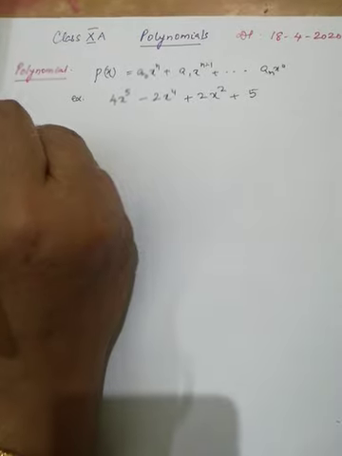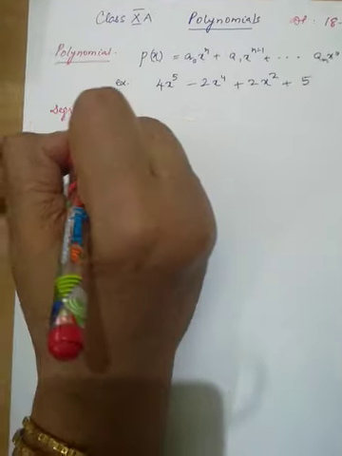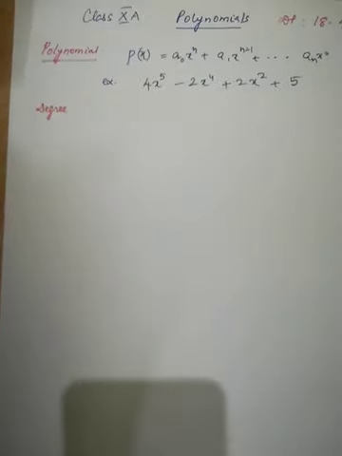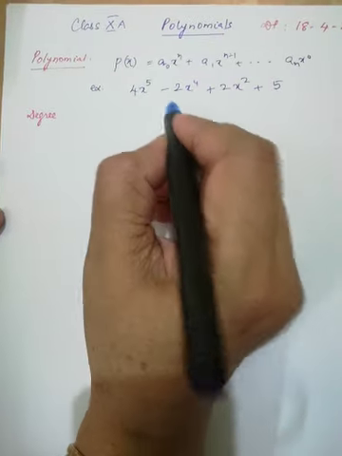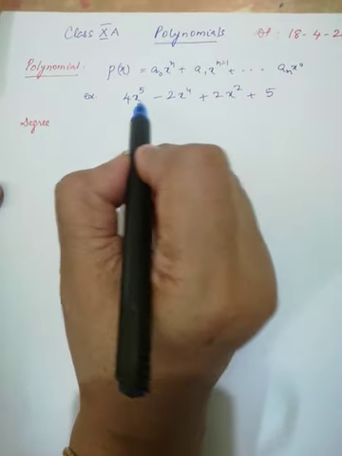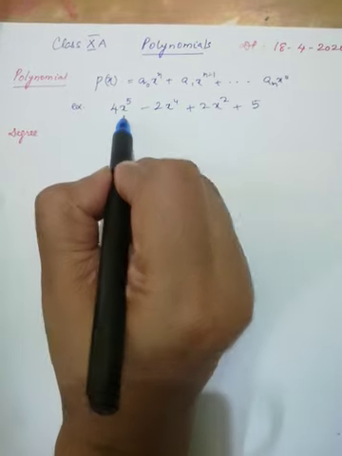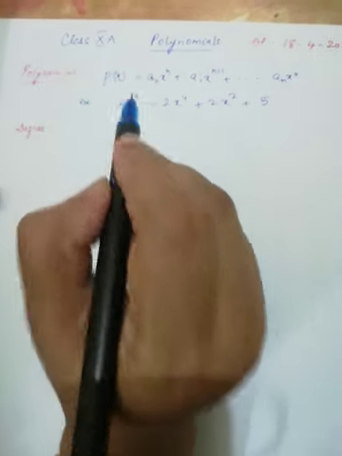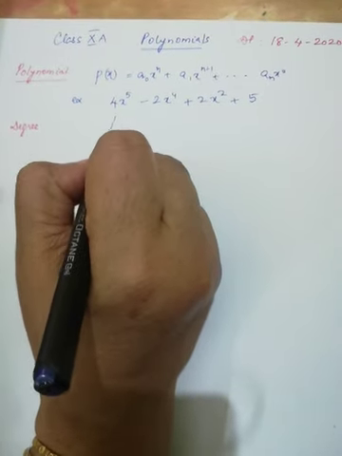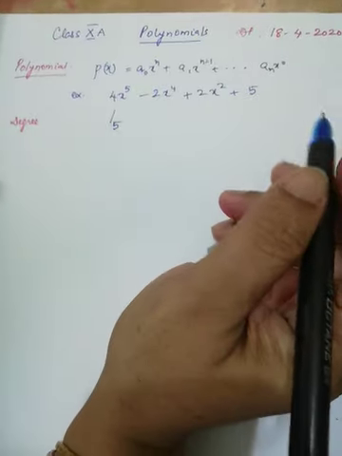Next we learnt the degree of a polynomial. This is just for you to recall. You know what is the degree of this polynomial? The degree is nothing but the highest exponent. This is the highest term, so the exponent is 5. So the degree of this polynomial is 5. The highest exponent is the degree.